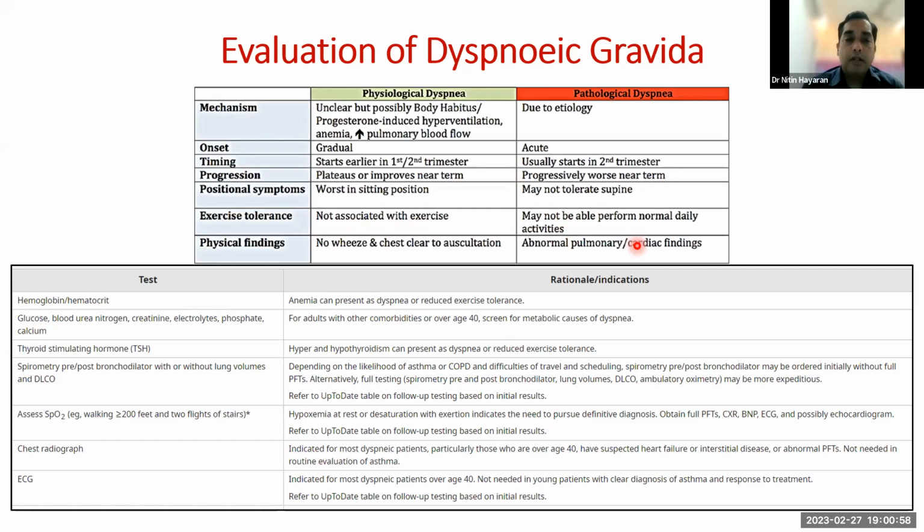Initially, a gamut of investigations can be done: hemoglobin and hematocrit for diagnosing anemia as a cause of dyspnea; glucose, urea nitrogen, electrolytes and others to rule out any metabolic cause of dyspnea; and thyroid functions basically to diagnose hyper- and hypothyroidism. Spirometry, SpO2, radiograph and ECG are all basic investigations when we encounter a gravid patient with dyspnea. But even after all these tests, it's not always possible to differentiate between the physiological and the pathological.